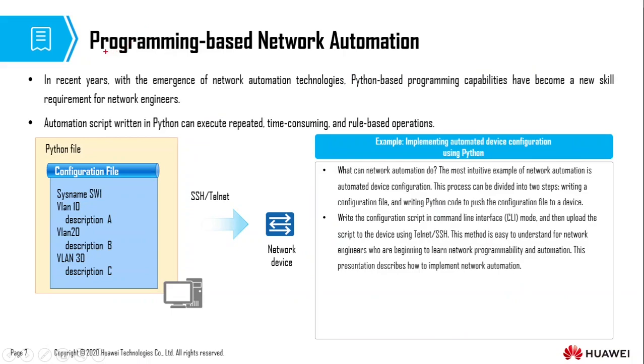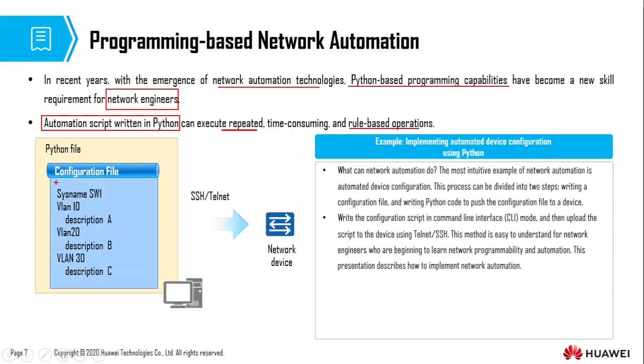Programming-based network automation. In recent years, with the emergence of network automation technologies, Python-based programming capabilities have become a new skill requirement for network engineers. So for network engineers who are escaping from programming, welcome back. You now have to learn programming, and specifically you have to learn Python. Automation scripts are written in Python and they can be executed repeatedly using what we call rule-based operations.